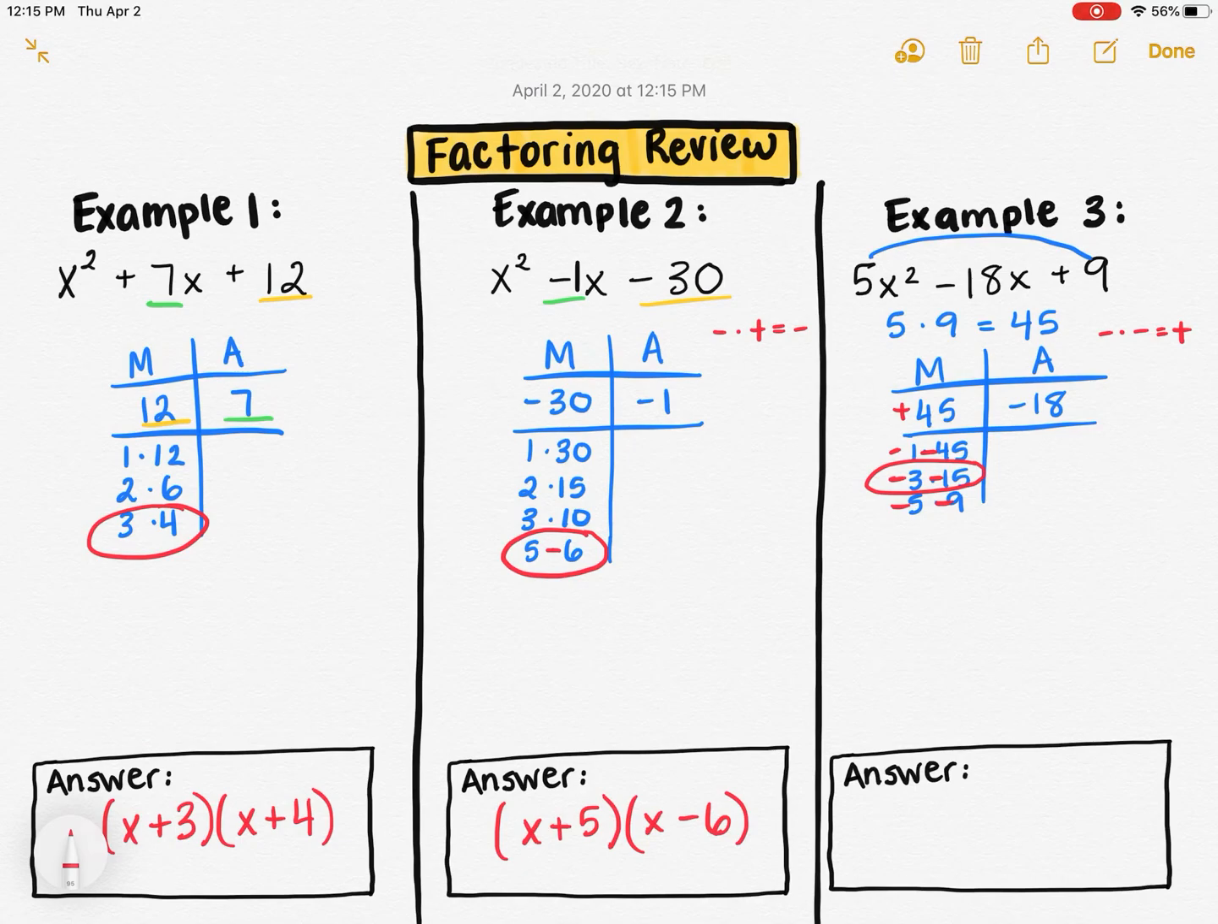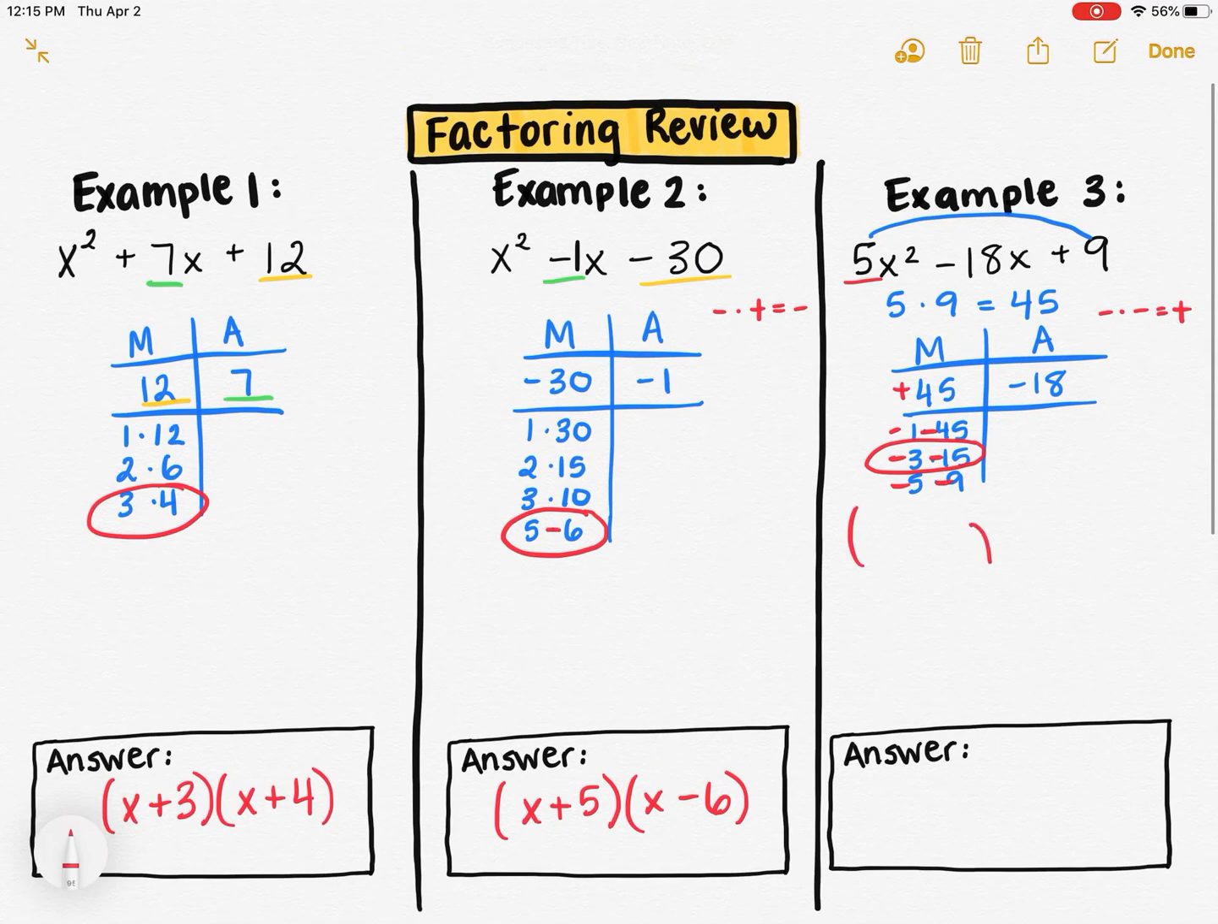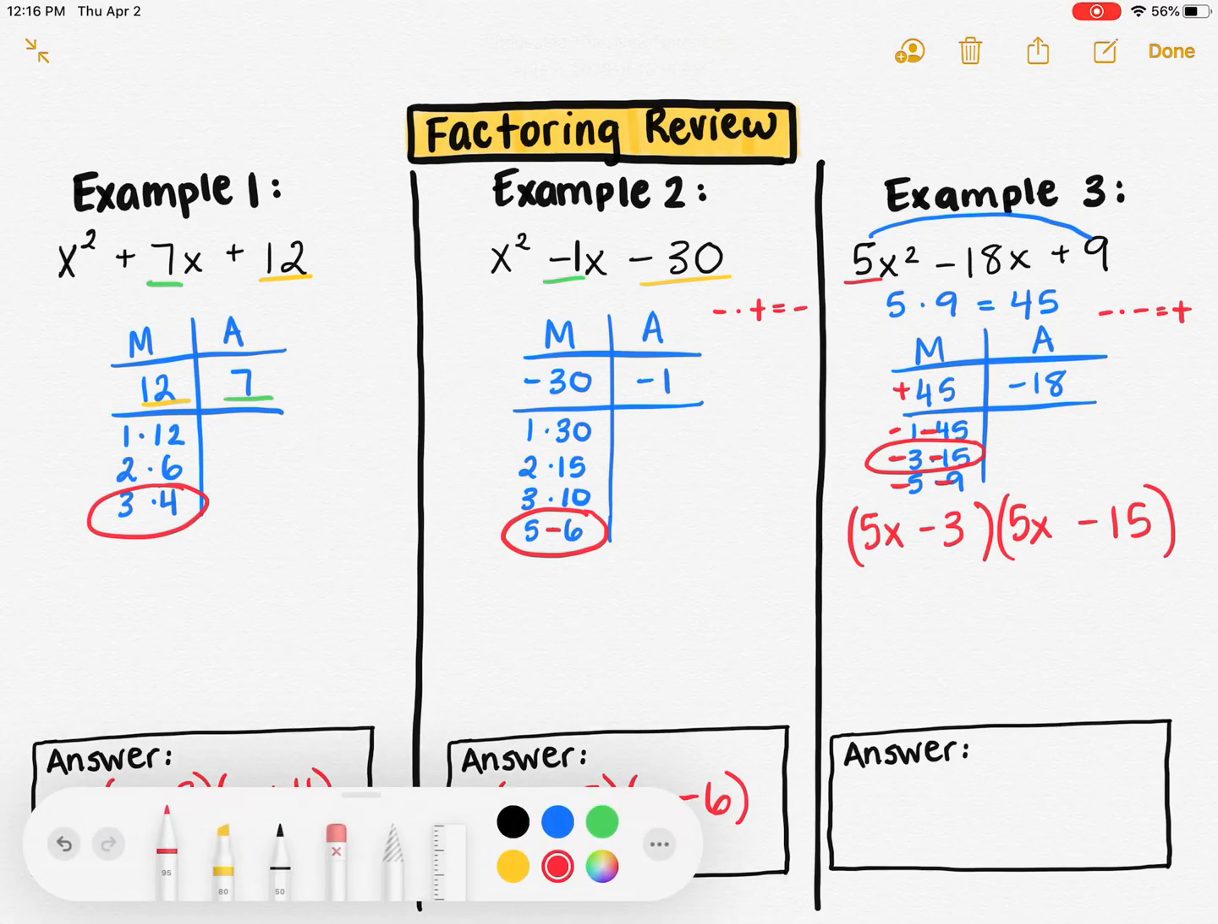Now remember, this is a little different because we have this 5 in front. So when we set up our factors, instead of just putting an x in front, we're going to put 5x in front. All right, and then we're going to put the two numbers we just picked, -3 and -15, at the end of each parenthesis. So again, the 5x goes in at the beginning of both parentheses because we don't know yet where it should go. So the last step here is we have to divide by the greatest common factor.